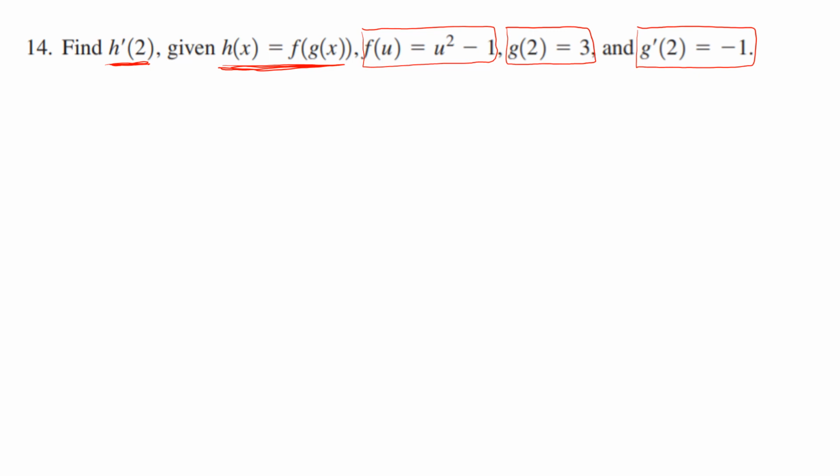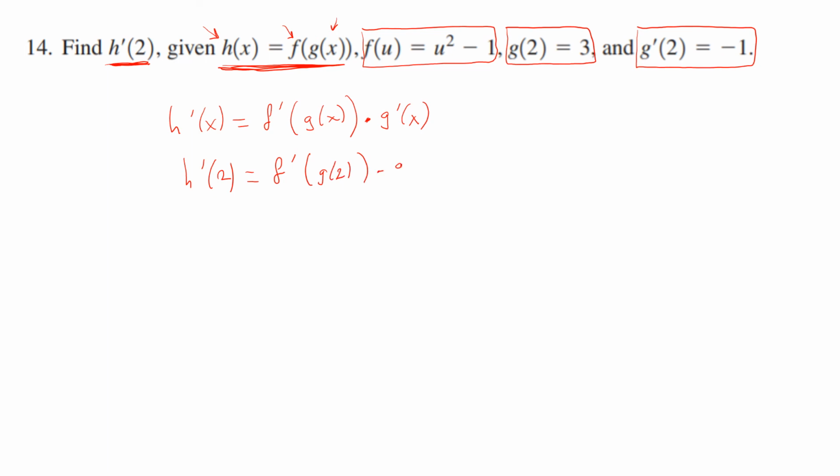Because this is not in the derivative form, I'm going to start by taking the derivative of h(x) first. So when you take the derivative of h(x), we did this before, we take the derivative of the outside first, so it would be f prime, keep g(x) the same because it's inside, and then multiply it by the derivative of the inside, which will be g prime x. Now I have everything that I need to work with. I'm going to go ahead and plug in 2 for my x, which will give me f prime g(2) multiplied by g prime 2.